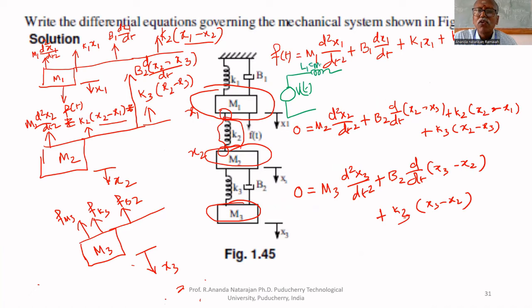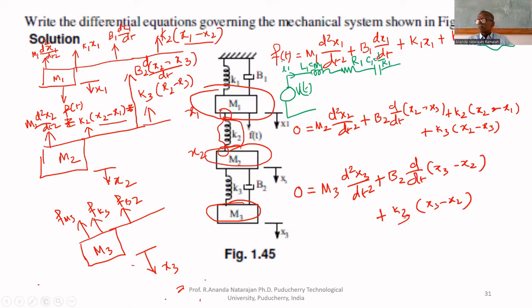L1 equals M1. B1 dx1. What is the current through this? I1. Current through this is I1. So V equals what? R. Therefore, R1. This is K1. Therefore, C1 equals 1 by K1. That's all.